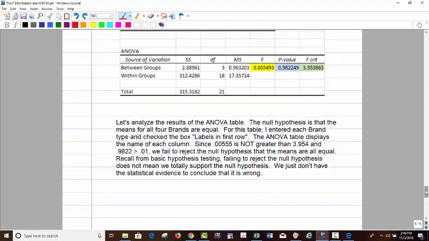As I'm mentioning, failing to reject doesn't mean we support it. It just means we don't have enough evidence to conclude that it's wrong. So we're basically going along with it for the most part. So in this case, it certainly makes sense. So, all right, that concludes this video on the F-distribution and Anova.